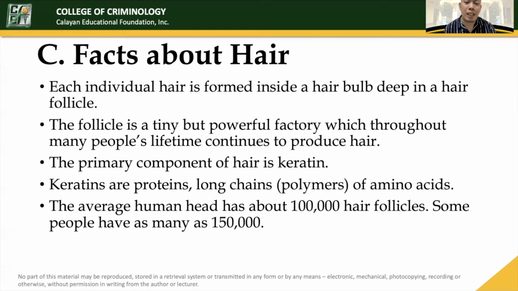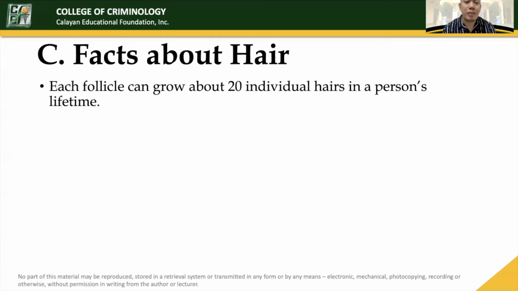And ito, I would like to highlight this one. An average human head has about 100,000 hair follicles. Some people have as many as 150,000 hair follicles. So yung bawat hibla ng buhok bilangin. So more or less yan ay 100 to 150,000. So each follicle can grow about 20 individual hairs in a person's lifetime. So imagine 20 times na pwedeng tumubo yung buhok na yon. Kasi tutubo, mag-fall out, then tutubo ulit. Up to 20 times na ganun.